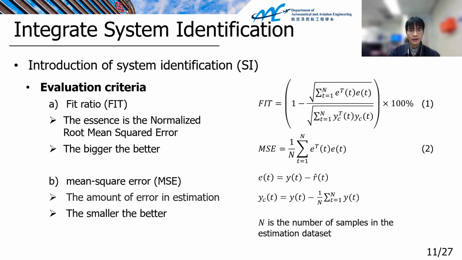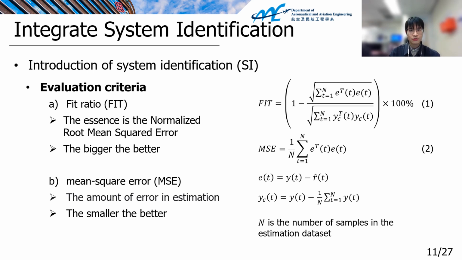Well, here are at least two common criteria for comparing the model performance. One is the fit ratio, another is the mean square error. In fit ratio, the essence is the normalized mean square error, and the bigger the better. For the mean square error, it's the amount of error in estimation, so the smaller the better.